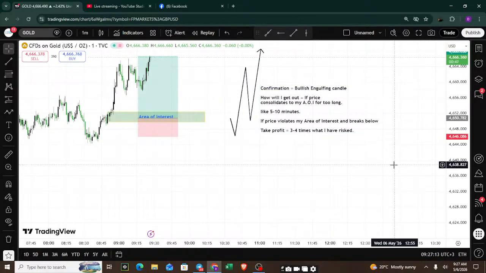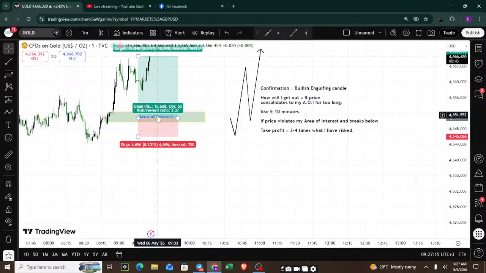So a bullish engulfing candle at the area of interest. Get out if price consolidates at my area of interest for too long, after I wait for around 5 to 10 minutes, and if price violates my area of interest and breaks below, then that trade idea becomes invalidated.